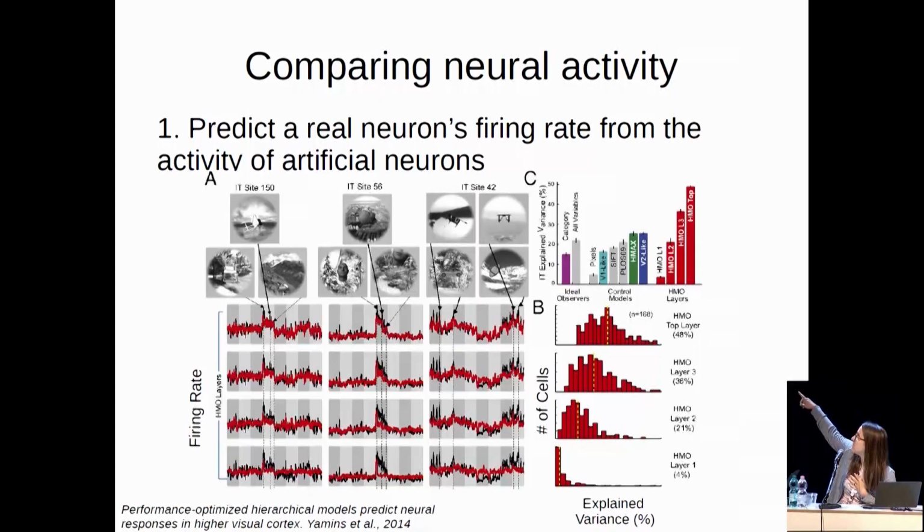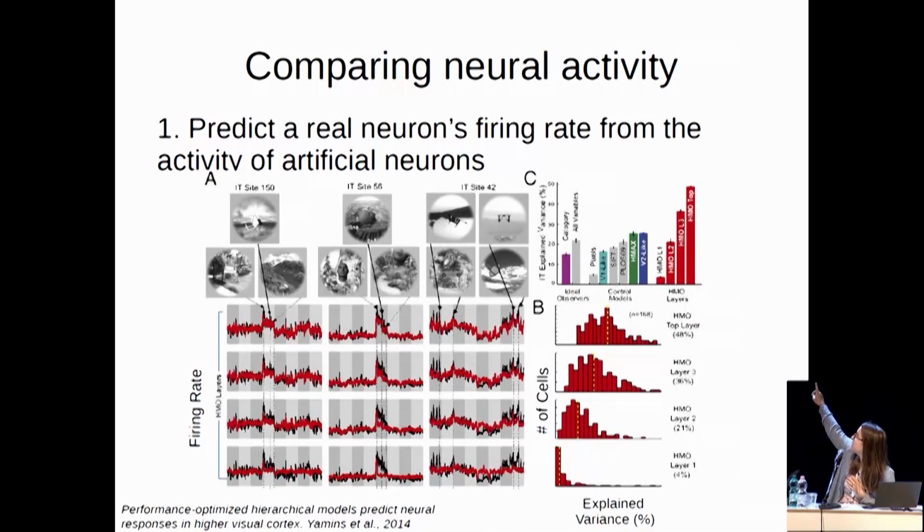And so the top layer of the network is doing the best at predicting this data, which is actually from IT, not V4. And you can see also on the right here the different layers. This is how much variance they explain of neurons' firing rates. So this is for all the neurons rather than just this example neuron.